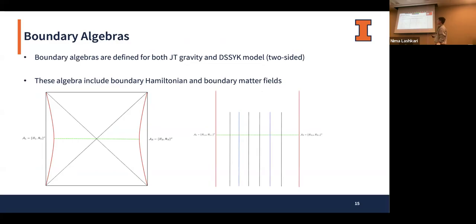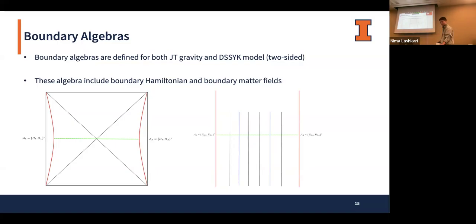Now I will say a few words about boundary algebras. The boundary algebras can be defined for both JT gravity and the two-sided double scaled SYK model. You can imagine that two-boundary JT gravity, in Lorentzian signature, looks like this. You can define operators acting on the left-hand side and on the right-hand side, and there is a description of the bulk Hilbert space. The algebra on the left-hand side is generated by the left Hamiltonian along with all possible left matter fields, which I collectively write as psi, and so does the right algebra. There are a few papers proving that both these algebras are of type II infinity.